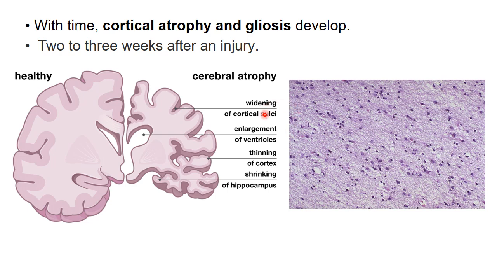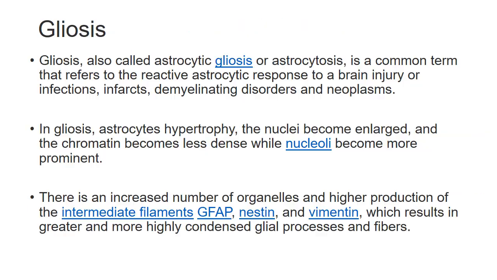Okay, so what is cortical atrophy? Where you have widening of the cortical sulci here, enlargement of the ventricles when you compare it with the normal side. Okay, and in addition you have thinning of the cortex if you compare it with the normal side here, and there is also shrinkage of the hippocampus. Gliosis is what is shown alongside. So now coming to gliosis.